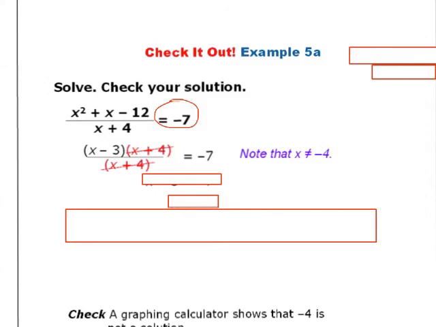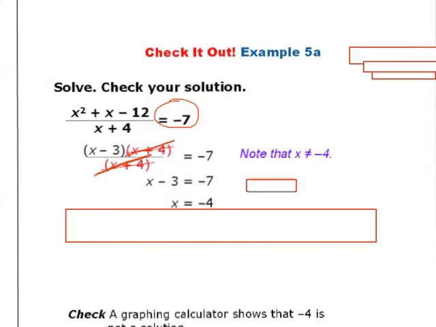Alright, now that we have divided the x plus 4s out, those x plus 4s are all divided out, and I'm left with just x minus 3 equals negative 7. Now, here we're going to solve for it, so we're going to add 3 to both sides. We add 3 to this side, add 3 to this side, and we get x equals -4.